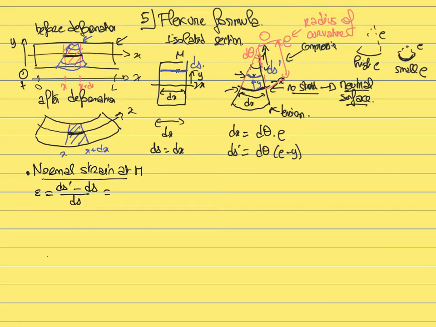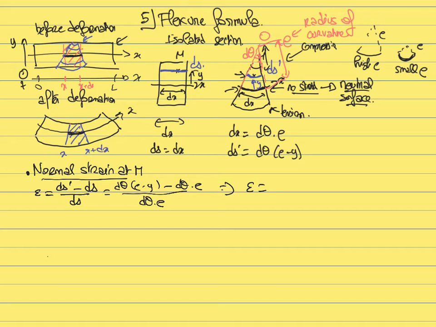So now I can replace all those quantities. ds prime, I have it here. This is d theta times rho minus y. ds is the same as dx, but on the other hand, we said that dx is also d theta times rho. And we divide this by d theta times rho, which is again ds, which is equal to dx, and dx is d theta times rho. So based on this, we find the expression of the normal strain at the point M.